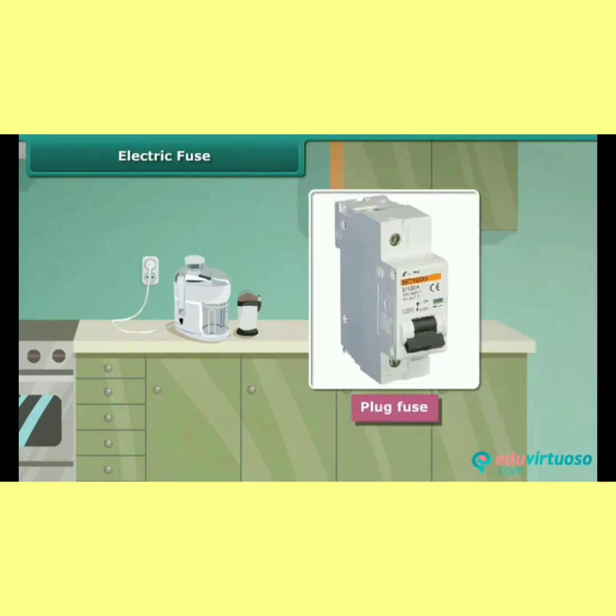Plug fuse is used in our houses. The plug fuse consists of 2 parts, namely, the porcelain casing and the porcelain grip. This fuse has a thin wire of tin and lead alloy, which has a low melting point. Cartridge fuse is generally used in electrical appliances.